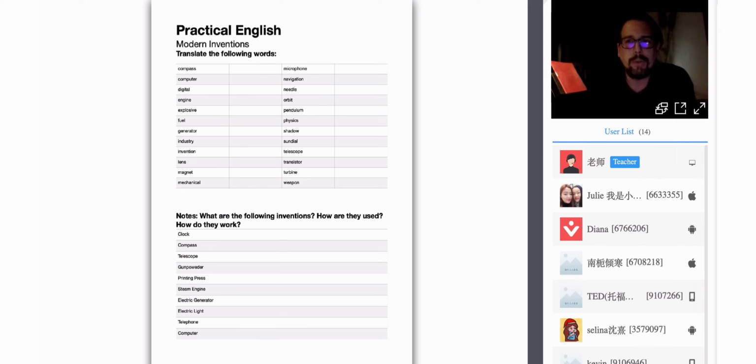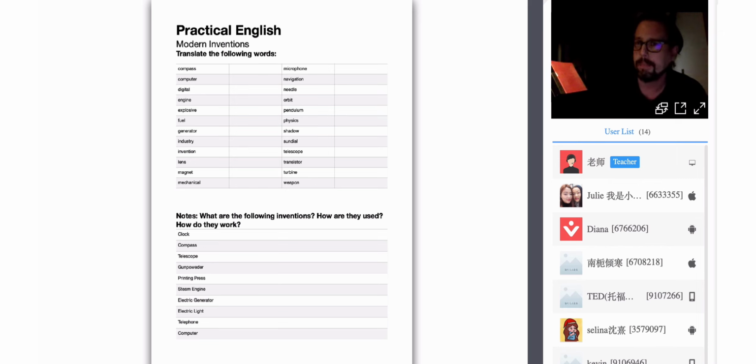Navigation, having to do with using a compass. A needle. A compass has a needle. It's what points in the direction north. Orbit. The sun and the moon and the planets are in orbit.